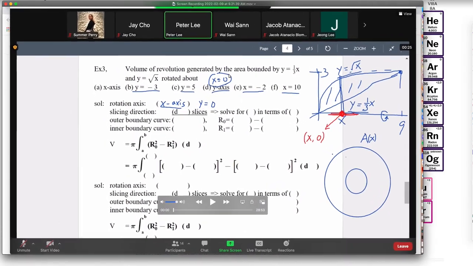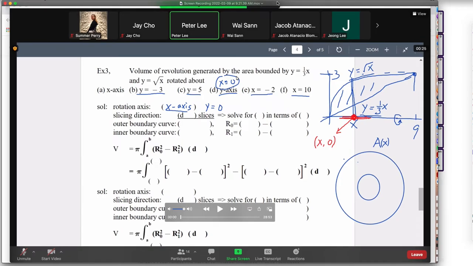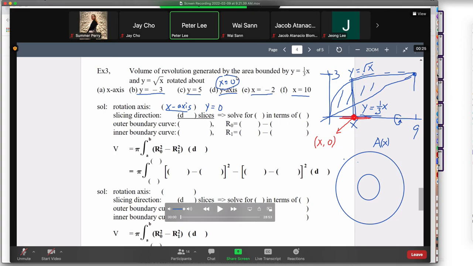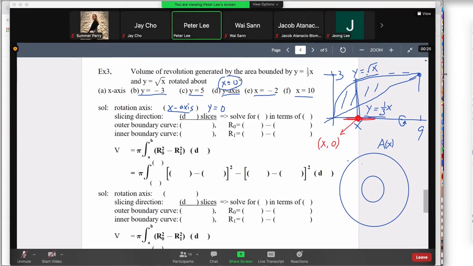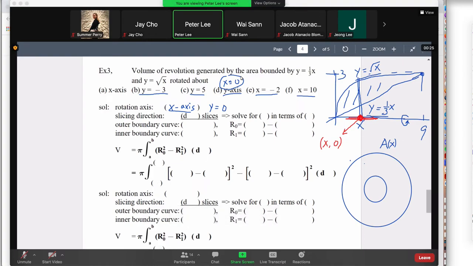Okay, so now let's look at section 5.2b. This one is volume by simple cross sections, and even though it's a little bit different, it shares the same basic formula. Essentially, the cross section is not a ring, but it is going to be some simple shape, like a square or a triangle or a part of a circle, but generally some simple cross sections. So that's what the section is.